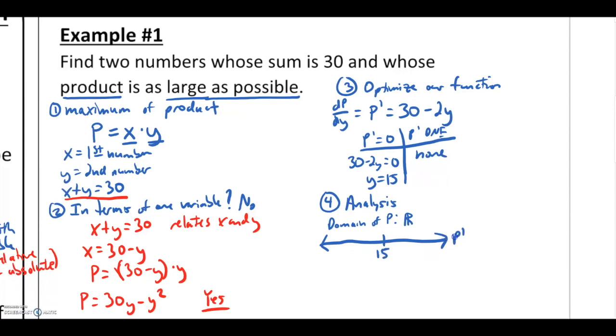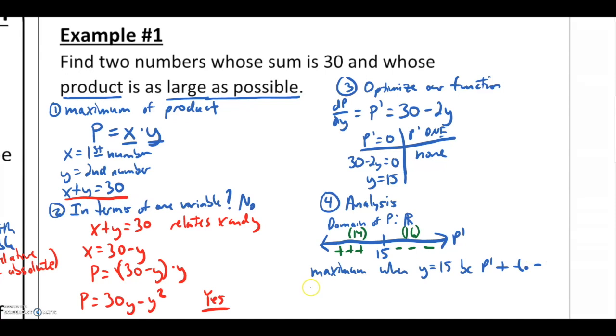with 15. This is our p prime sign chart, and we can use test values, say 14 and 16, and test those out in p prime. If you were to plug a 14 into p prime, hopefully we can see we would get positive values. Plugging 16 in would give negatives, and without endpoints for this domain, this location where p prime changes from positive to negative has to be where our only maximum is located. So we have a maximum when y equals 15 because p prime changes from positive to negative.